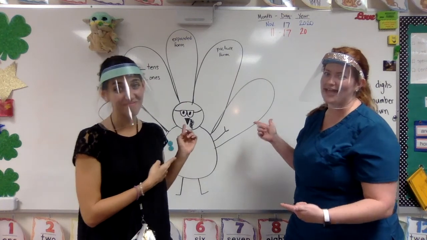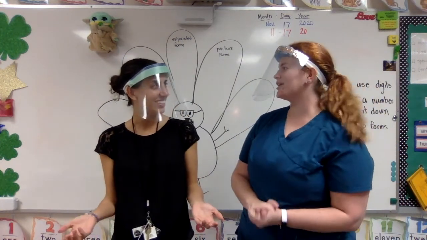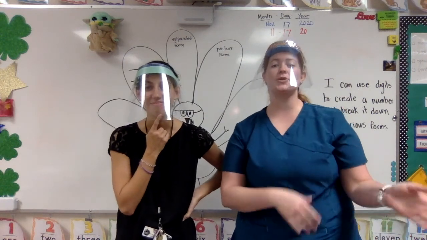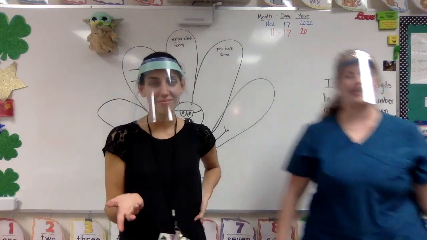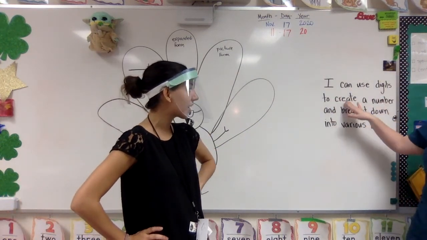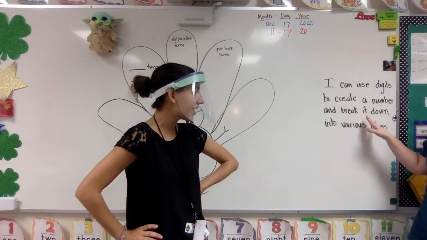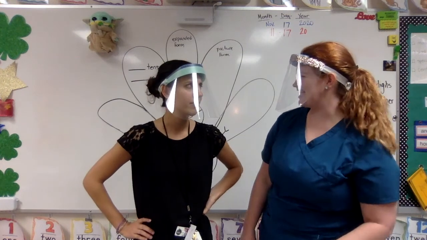We have a special friend. We'll talk about him later. Miss Lime, what are we learning today? Well, we're going to practice using digits to create the largest possible number, just like yesterday. Let's take a look at our target. What's it say, Miss Lestico? It says I can use digits to create a number and break it down into various forms. Oh, we did something like that yesterday, didn't we?